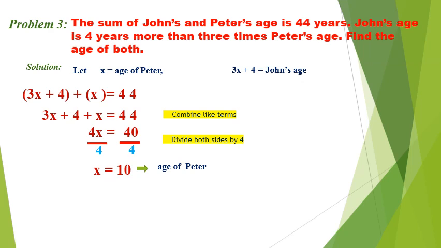And we will now substitute this value into the second equation to know the age of John, which is 3x plus 4. It will now be 3 times 10 plus 4, which is equal to 34, which is the age of John. So, finally, we now have the age of Peter, which is equal to 10, and the age of John, which is equal to 34.